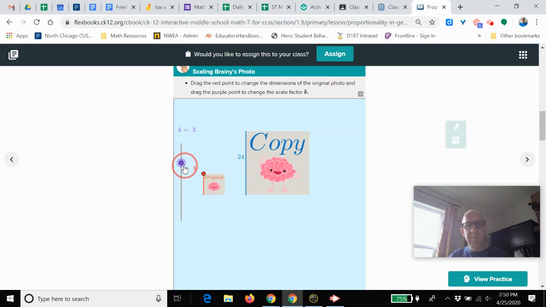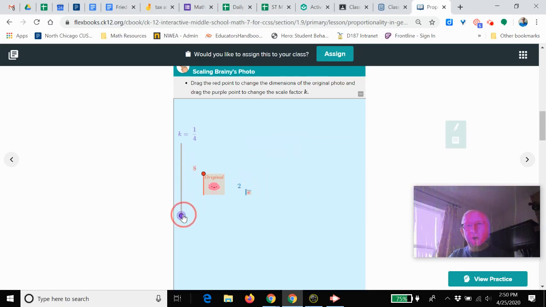What happens if I make my scale factor smaller than 1? So here's my scale factor, it's smaller than 1, 1/4. My copy is smaller. So if it's bigger than 1, the copy gets bigger. If it's smaller than 1, the copy gets smaller. That's what scale factor does. That's your basic multiplication, right?